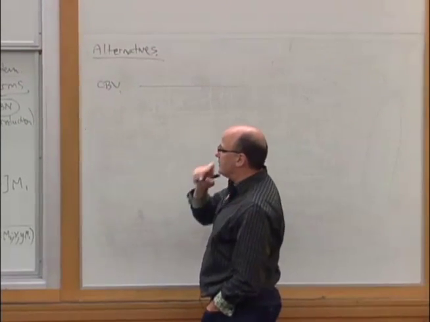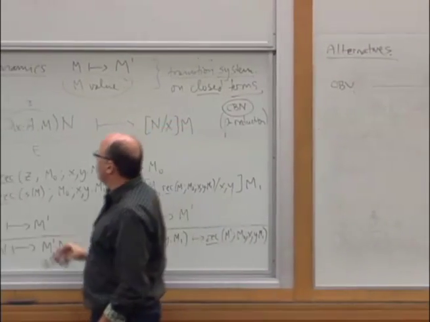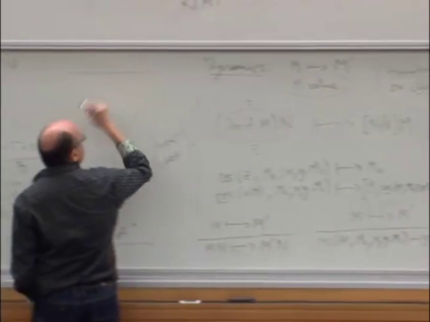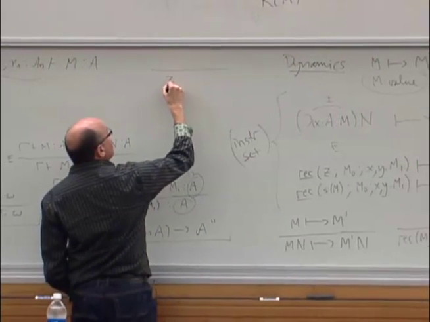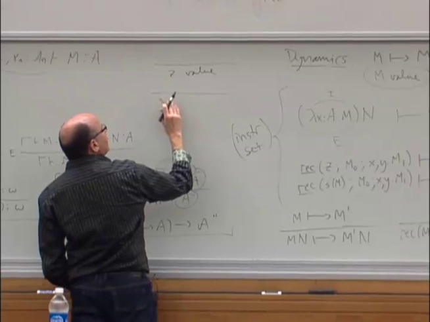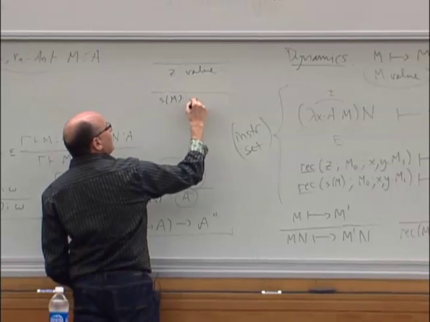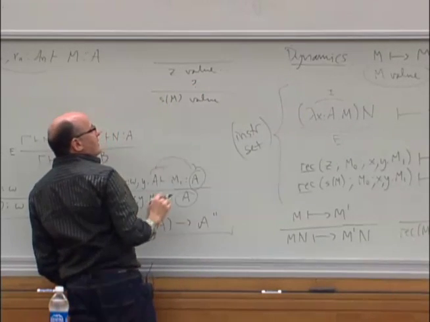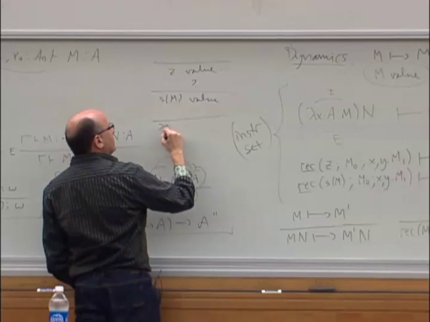Oh, and there's something else I forgot to do, which is write down what the values are. Let me just write that down momentarily. So what are the values? 0 is a value. Successor, yes, we're going to have a question mark here. I'll come back to that in a minute. And a lambda is a value.